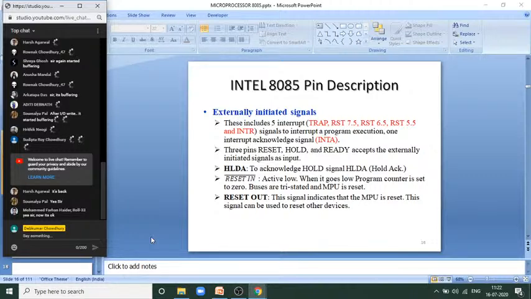And with the help of RESET OUT, what happens? The signal indicated by the MPU or microprocessor unit will inform the rest of the units to reset the devices. For example, the microprocessor may inform the memory or other devices to reset themselves.